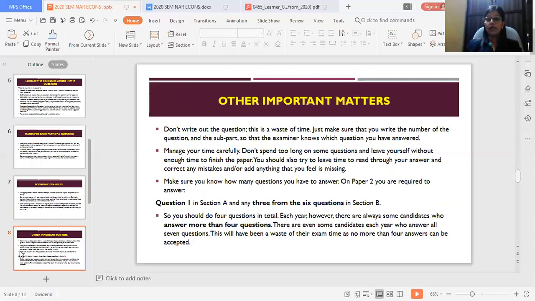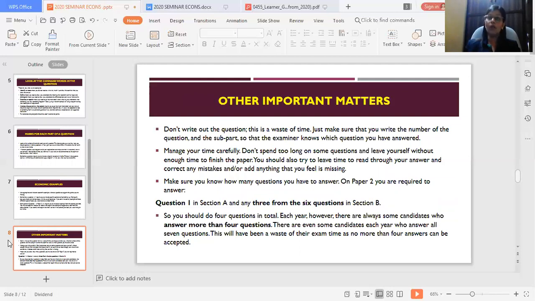And then moving on, other important matters. Don't write out the question. This is a waste of time. Just make sure that you write the number of the question and the subpart so the examiner knows which question you have answered. Clearly state and indicate that. Don't waste your time writing the question. Just write the number, but identify and clearly write the numbers. That's really important.